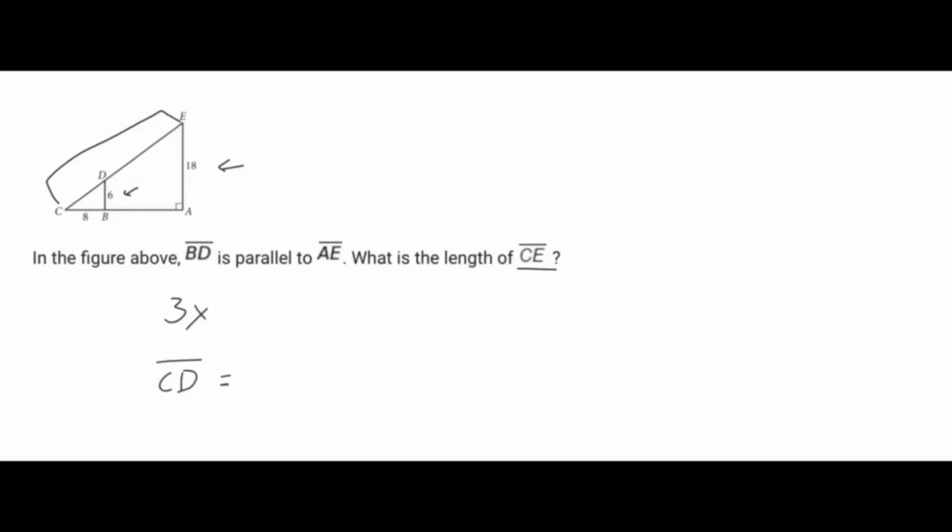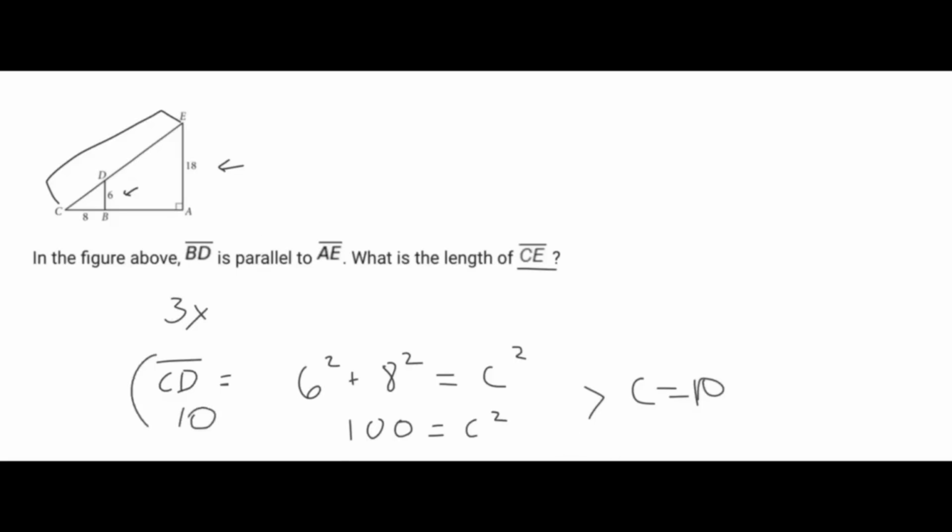So CD, well, we just use the Pythagorean theorem. So we'll just say 6 squared plus 8 squared equals C squared. So we get 6 squared, 36, plus 64 is 100. And therefore C squared equals 100, and if we take the square root of both sides, we ultimately get C equals 10, right? So in our case, C would just be the side length of side CD.